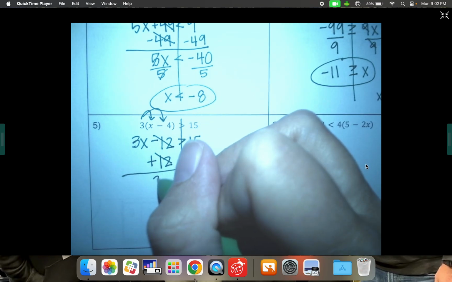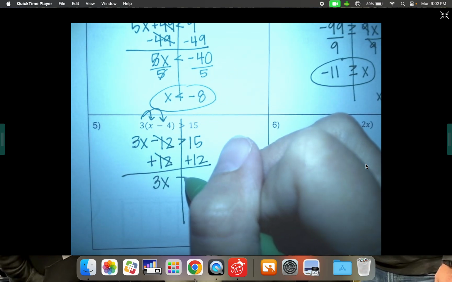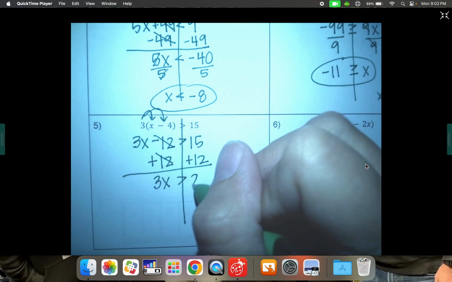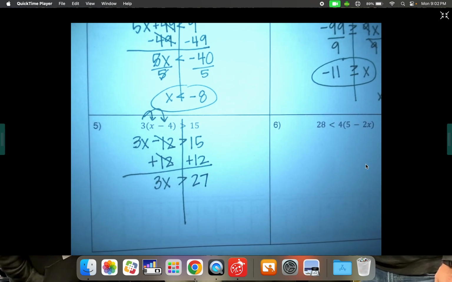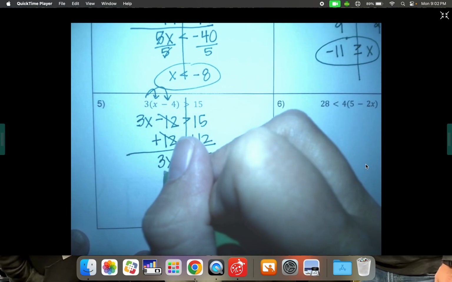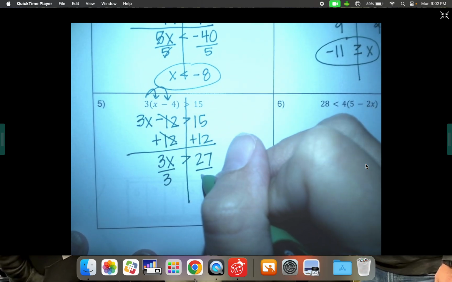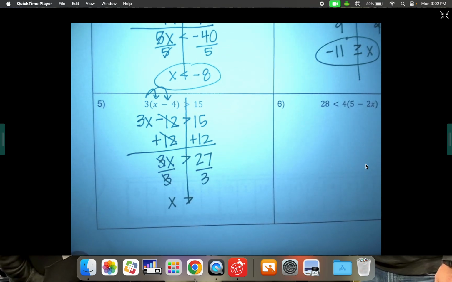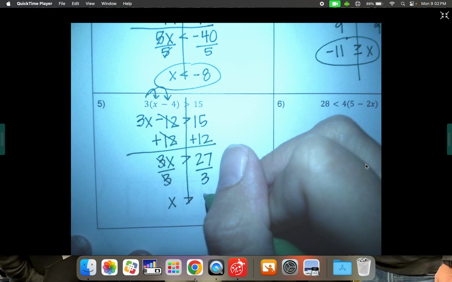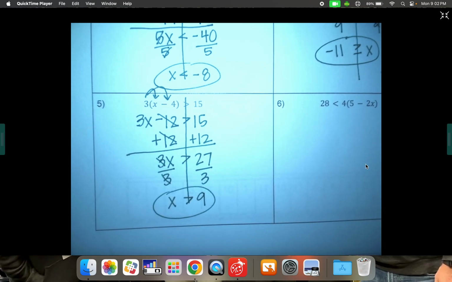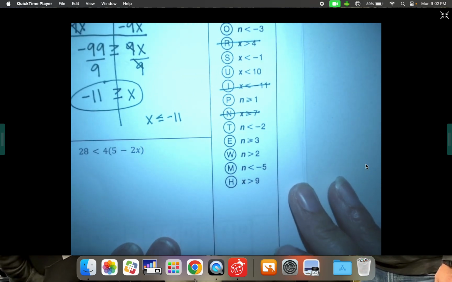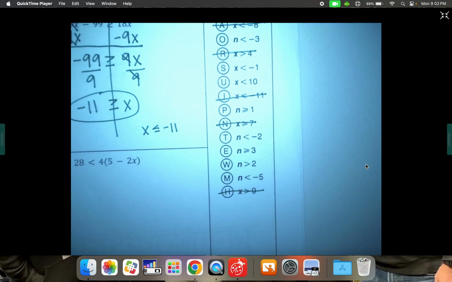Cancel, cancel. Bring down your 3x. Bring down your symbol. 15 plus 12 is 27. And then last step is we're going to divide by 3. And again, we're dividing by positive, so don't flip the symbol. Leave it the same. 27 divided by 3 is 9, I think. So x should be greater than 9. X is greater than 9, this very last one.